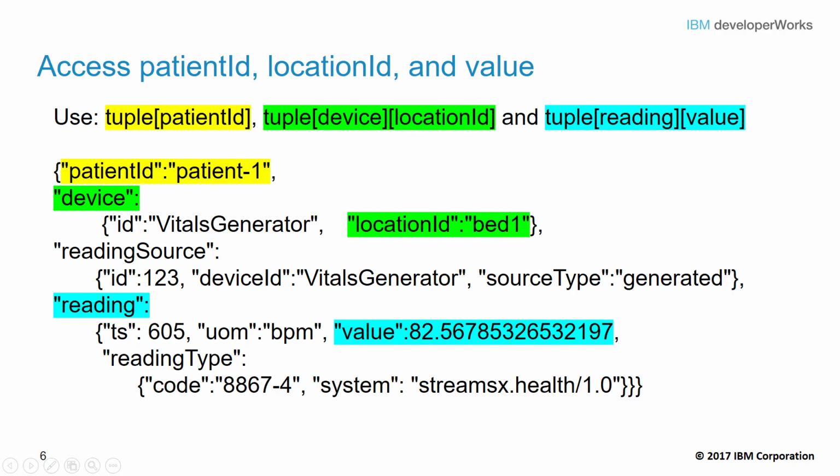Concerning your patient data, there are several important fields that you will have to make use of in this lab: patient ID, location ID, and value. Patient ID is the patient's number, location ID is the number of the bed that they were assigned, and value is the value of the reading. The syntax for accessing each of these fields is shown for your reference.